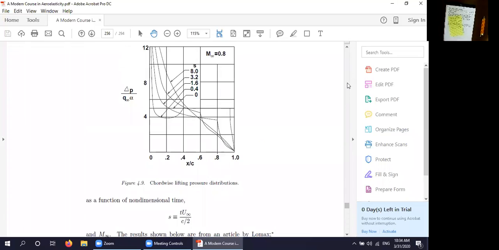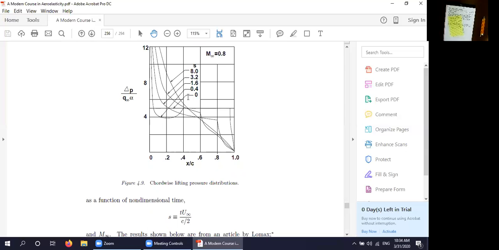But now it's for a subsonic Mach number. We haven't talked about subsonic flow yet, I realize, but this is a preview of coming attractions. The pressure distributions in subsonic flow are very different from the pressure distributions in supersonic flow, okay? And again, all these curves, I'm sorry there's so many, but it pays to look at them and think about them.